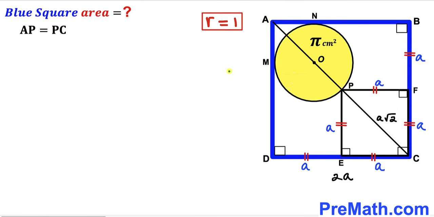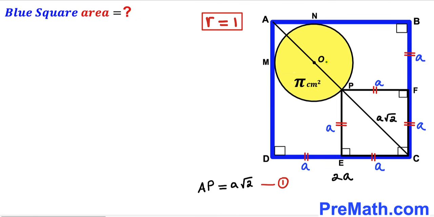And now let's make an observation. We can see that this segment AP is going to be equal to this segment PC, as you can see in this given diagram. And we know our PC length is a times square root of 2. So I'm going to substitute that value a times square root of 2 over here. So therefore we can write our AP length is going to be a times square root of 2. I'm going to label this one as our equation number 1.